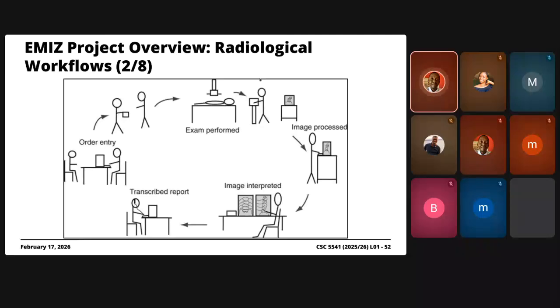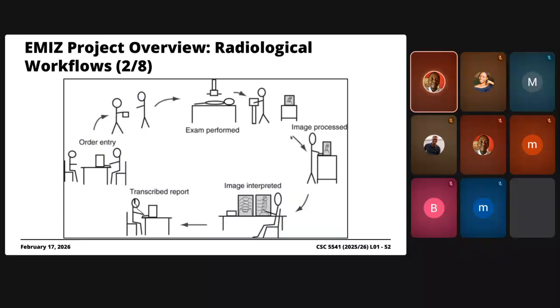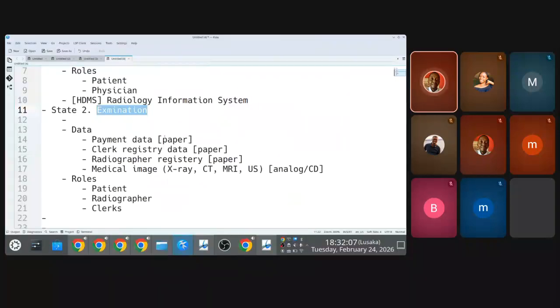Right. So this image is generated, right? The main output of order entry is this requisition form that you use as input here. The main output for this stage here, right, where you're performing the examination, is the medical image itself. Of course, there's other types of data that is generated.